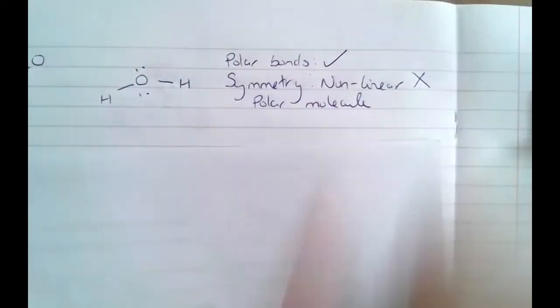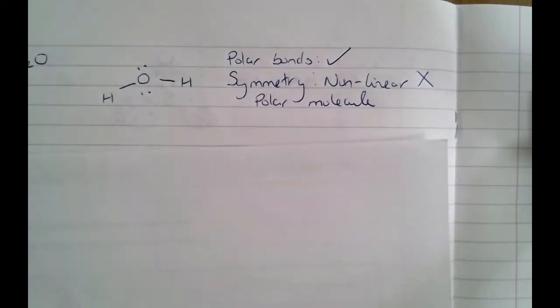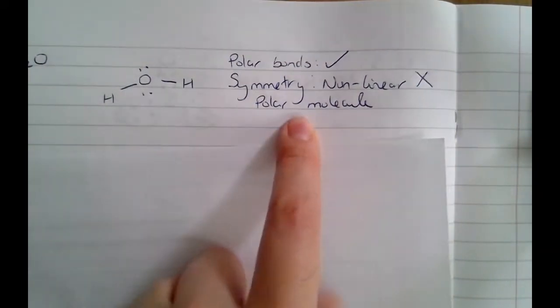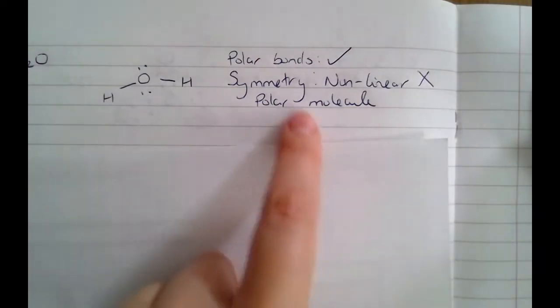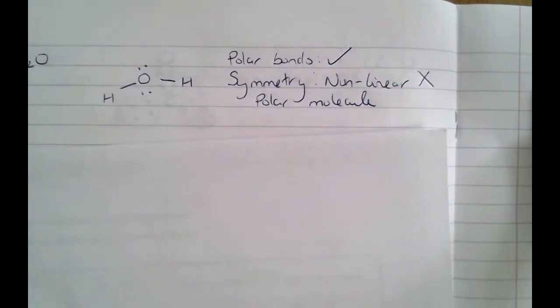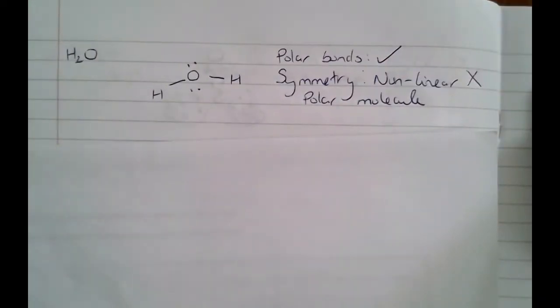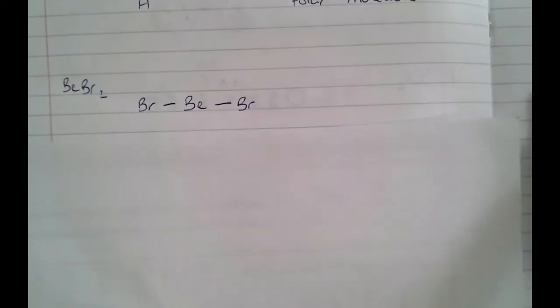If you don't have symmetry and the dipoles cannot cancel, then it is a polar molecule, and this is not symmetrical because it's non-linear, and non-linear is never symmetrical, even if it looks it the way I've drawn it on the page. Next one is beryllium bromide.